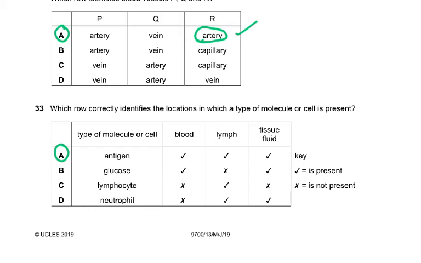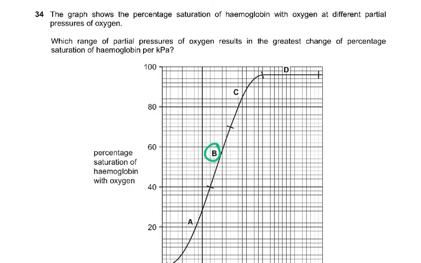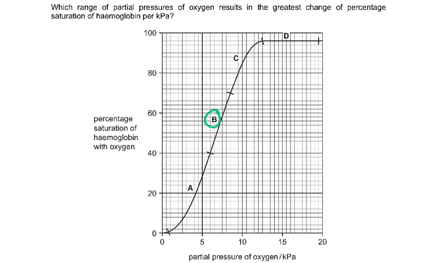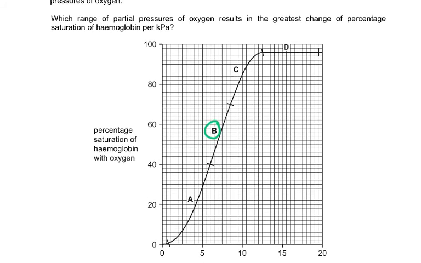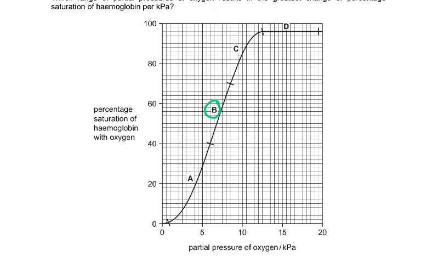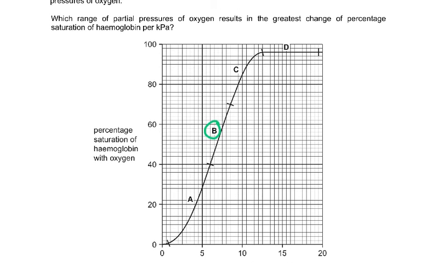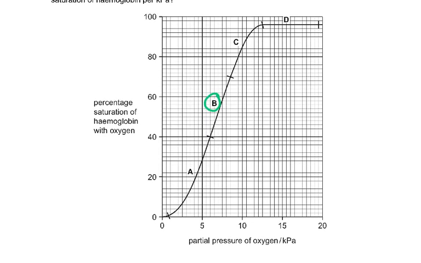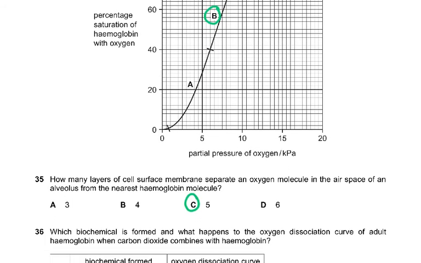Next, we come on to question number 34. The graph shows the percentage saturation of hemoglobin with oxygen at different partial pressures of oxygen. Which range of partial pressures of oxygen results in the greatest change of percentage saturation of hemoglobin per kilopascal? Is it 0 to 5, 5 to 10, 10 to 15, or 15 to 20? So of course the answer to that was B.